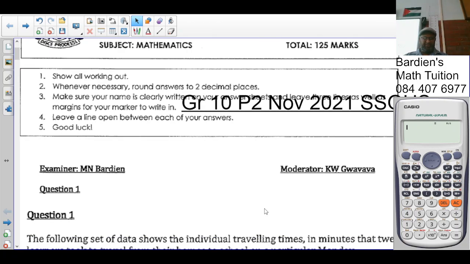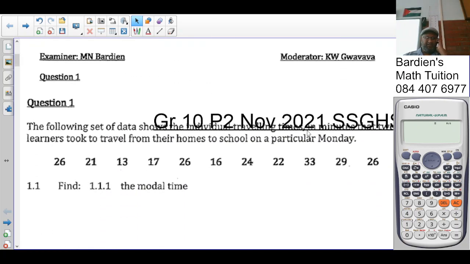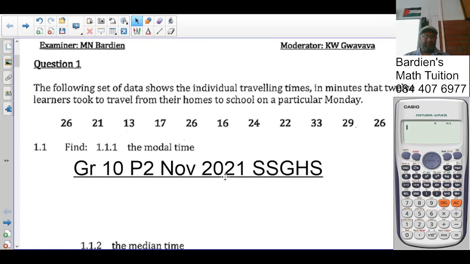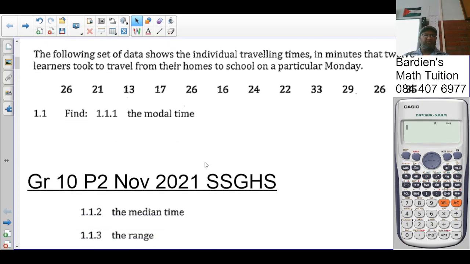Right, so the first question says, the following set of data shows the individual travelling times in minutes that 12 learners took to travel from their home to school on a particular Monday.